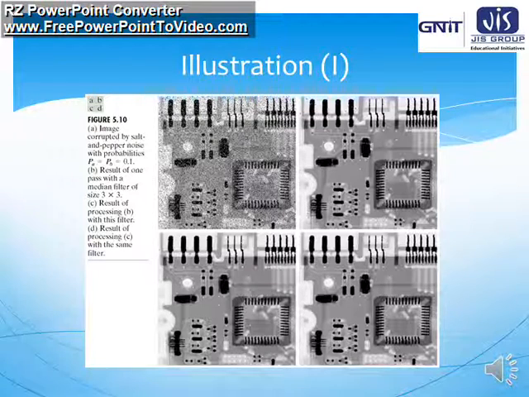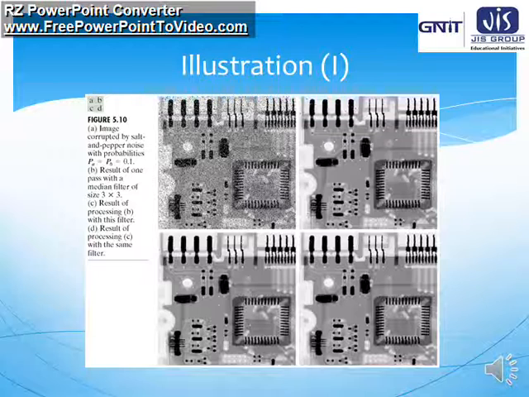Now this is another illustration, where we can see the first image is corrupted by salt and pepper noise with probabilities Pa equals Pb equals 0.01. The second image is the result of one pass with a median filter of mask size 3 cross 3. The third one is the result of processing B with the same filter, and the last image is the result of processing C with the same filter.